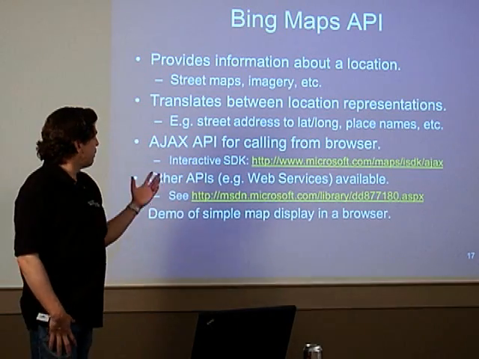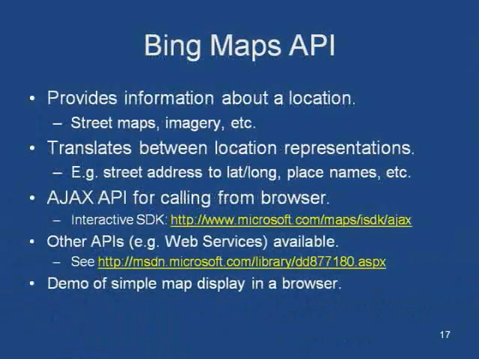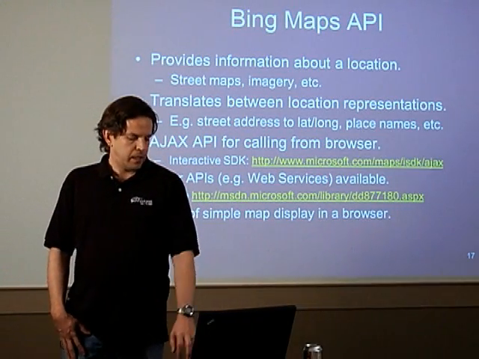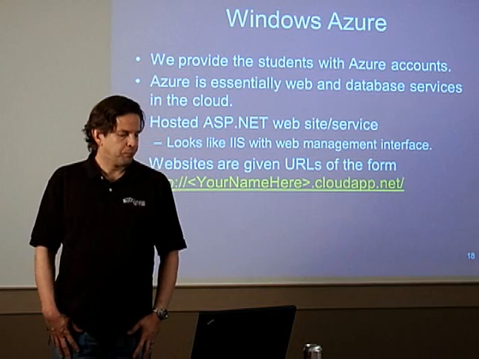Also, the Bing Maps API, as I mentioned earlier, provides both street maps and imagery. It can translate between location representations. It has several different APIs depending upon whether you want to call it from the browser or from web services. And I'll skip the demo of the map.